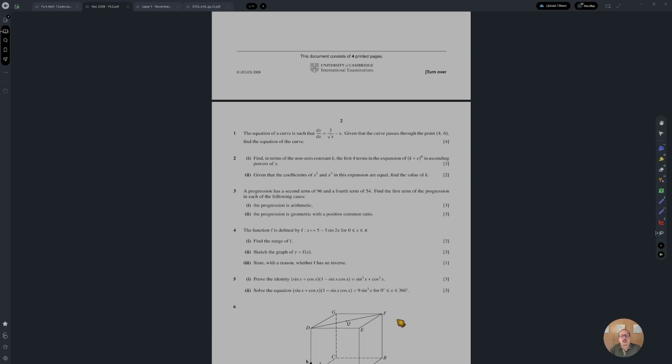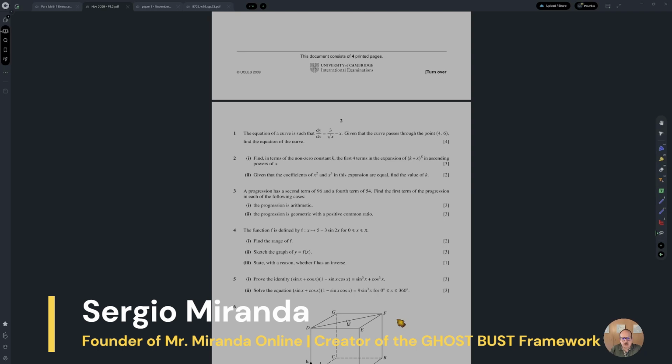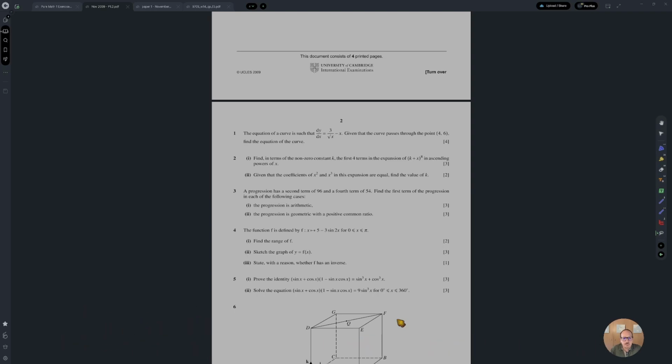We are now looking at the master questions in our first lesson in the chapter regarding integration. The first question is this one. It is from the October-November 2009 paper, question 1. It says the equation of a curve is such that dy/dx equals 3 over the square root of x, minus x. Given that the curve passes through the point (4, 6), find the equation of the curve.